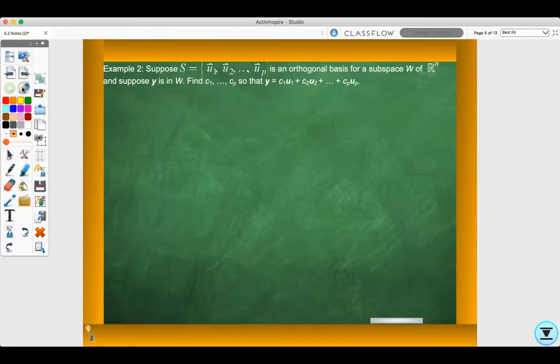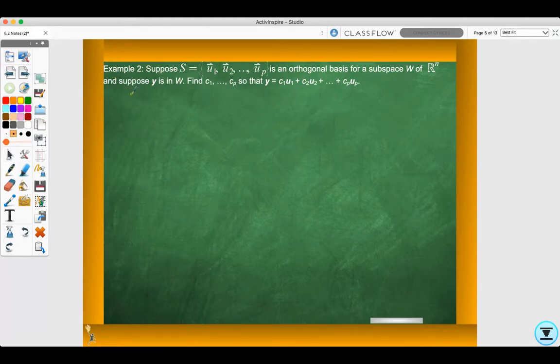Let's look at example 2. Suppose S is u1, u2, all the way to up, is an orthogonal basis for the subspace W of Rn. And suppose y is in W. Then find c1 all the way to cp so that y equals c1 times u1 plus c2 times u2 all the way to cp times up.